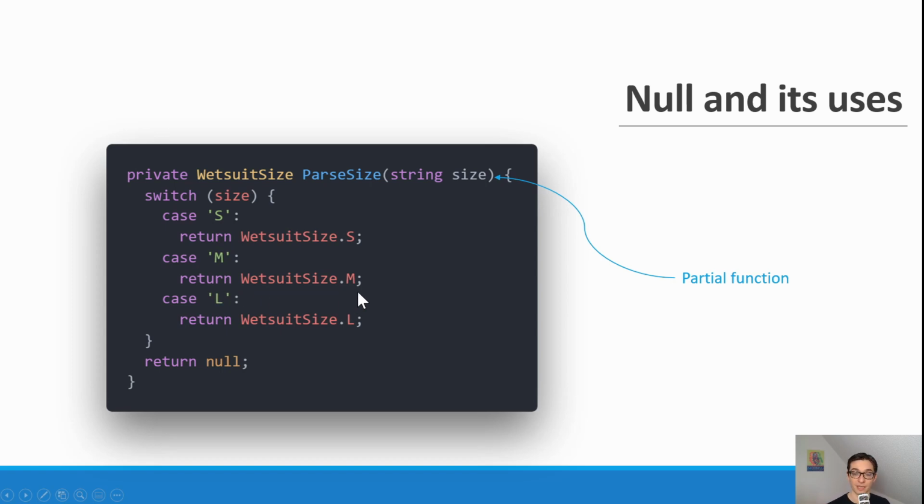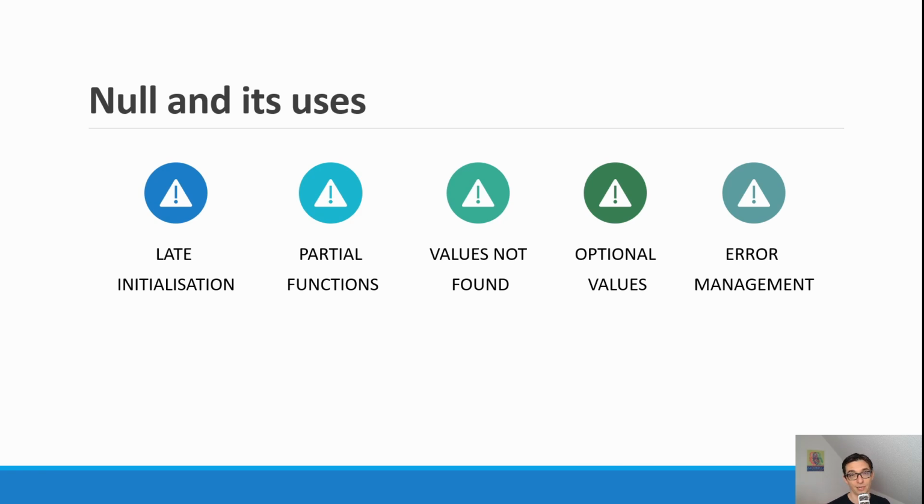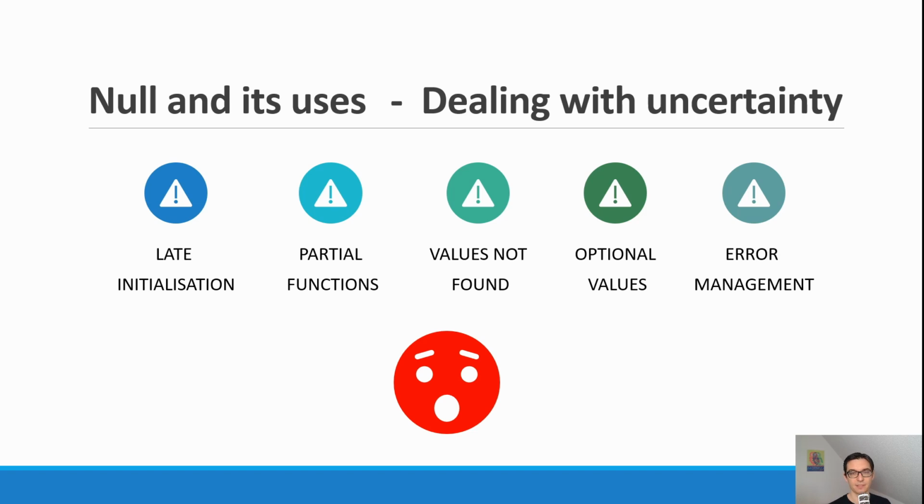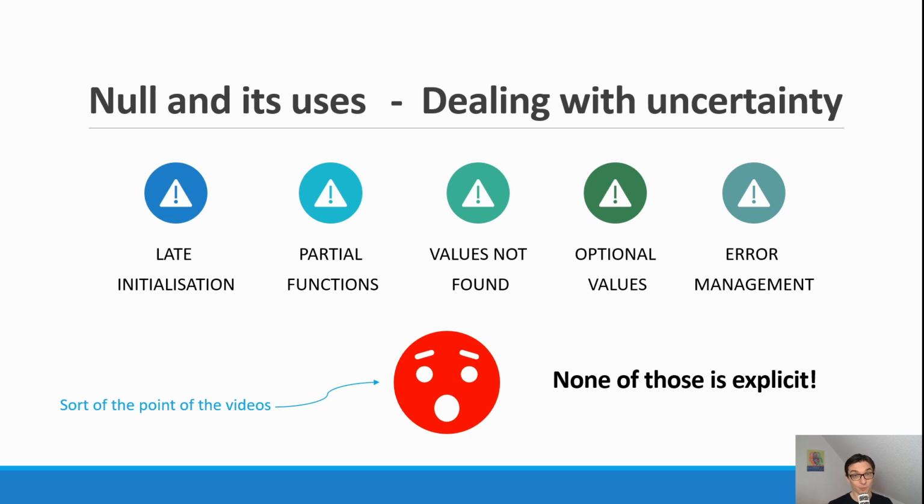So what are the cases we are using null for in just these small examples? We are using null for late initialization, for partial functions, for values not found, for optional values, and also for error management. So this is a lot, right? And all of this can go under the umbrella of dealing with uncertainty. All those things are somehow dealing with uncertainty in our applications. And the thing is that none of those things are made explicit. We never actually know if we have to deal with null in those cases or not. So this is sort of the point of the video, right? Nothing in here is explicit. Everything is implicit.